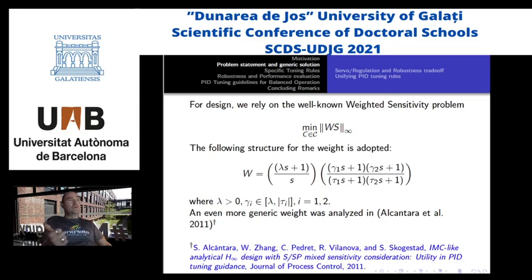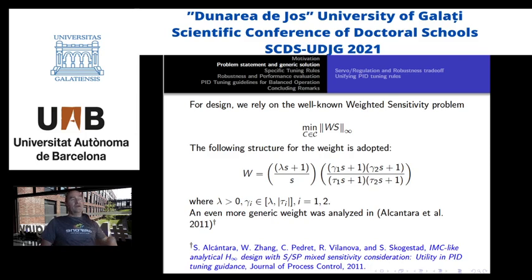So first of all, what is the structure of the weight that we will be working with? This is the particular structure that we will use for the weight. The weight is structured in two parts. The first part is (lambda s plus 1) over s. This is the part that will take care of robustness, and the second part, with two new parameters, gamma 1 and gamma 2, one of each associated to the plant time constants, is the one that will take care of the set point load disturbance trade-off.